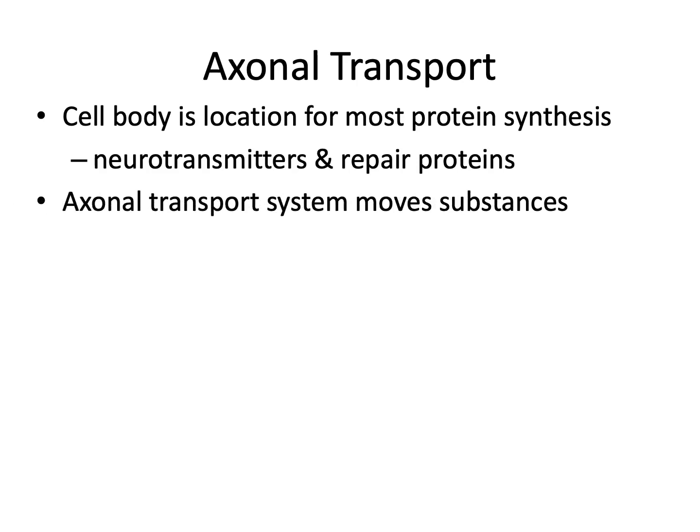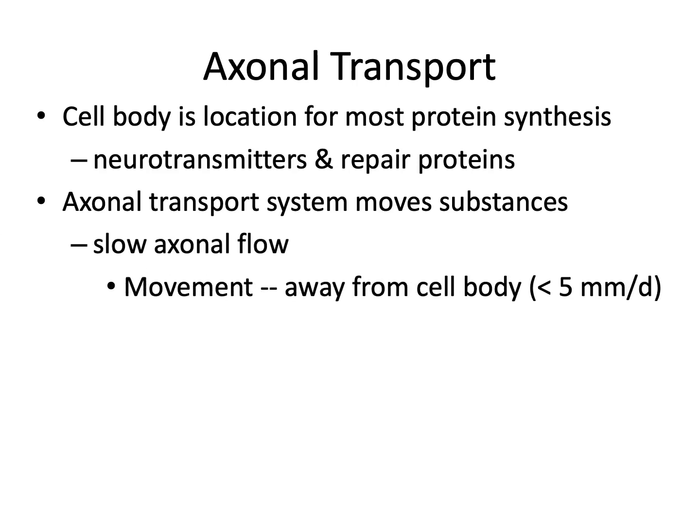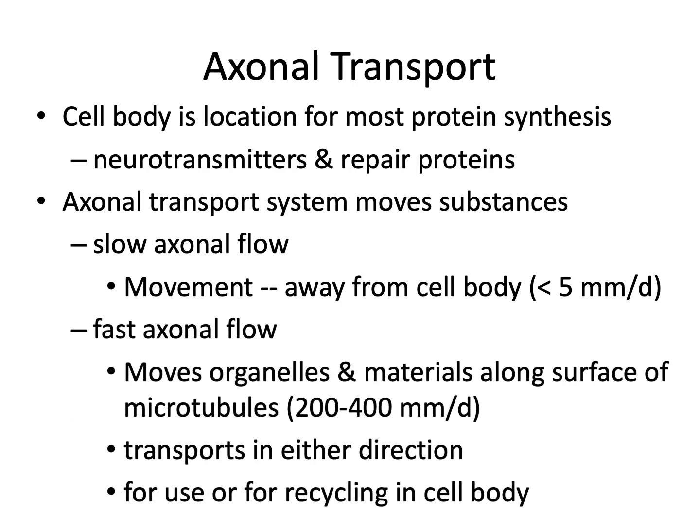There are two types of movements that take place. One is referred to as slow movement. This is movement away from the soma or the cell body. Notice the speed at which this takes place, less than 5 millimeters per day. This takes place due to microtubule or neurotubular and neurofilamental cytoskeletal structural growth. Once that growth takes place, once we have the cytoskeleton laid out, we can then go about using what's referred to as fast axonal flow.